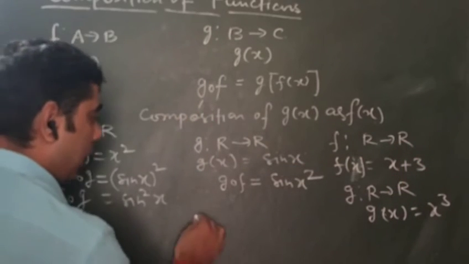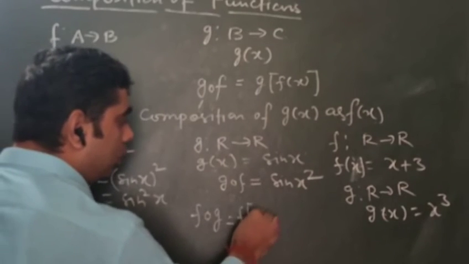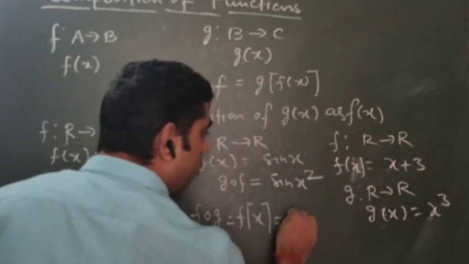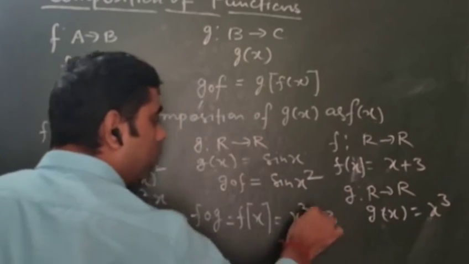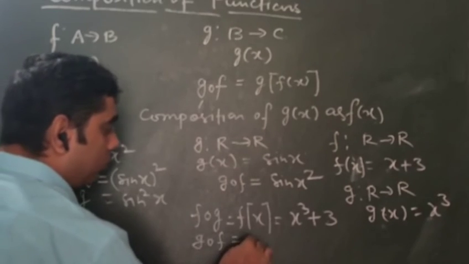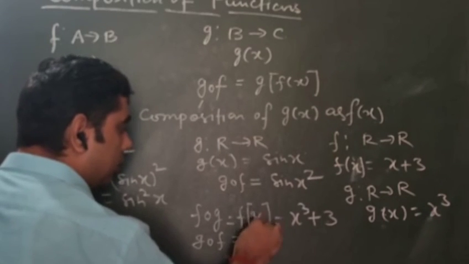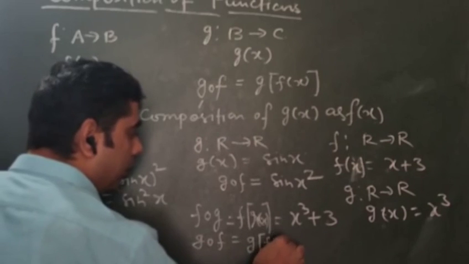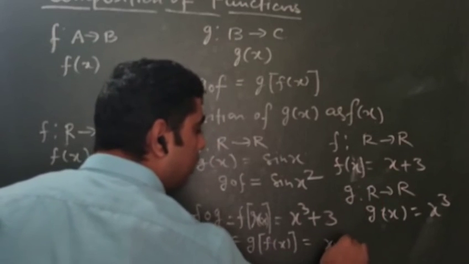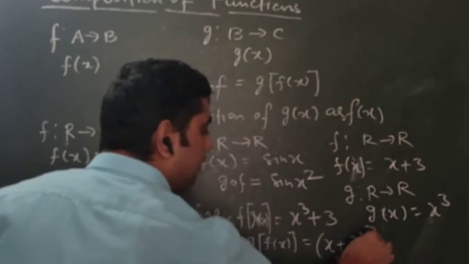So we can write both f of g and g of f. When you perform f of g, you have to put the value of x equal to g(x). So at the place of x you will write the whole function g(x). So f of g will be equal to x cube plus 3. And again, if you have to write g of f, this is f of g(x), and this is g of f(x). At the place of x you will put the whole function f(x), so it will be equal to (x plus 3) whole cubed. Here g is given as x cube, so you will write (x plus 3) whole cubed.